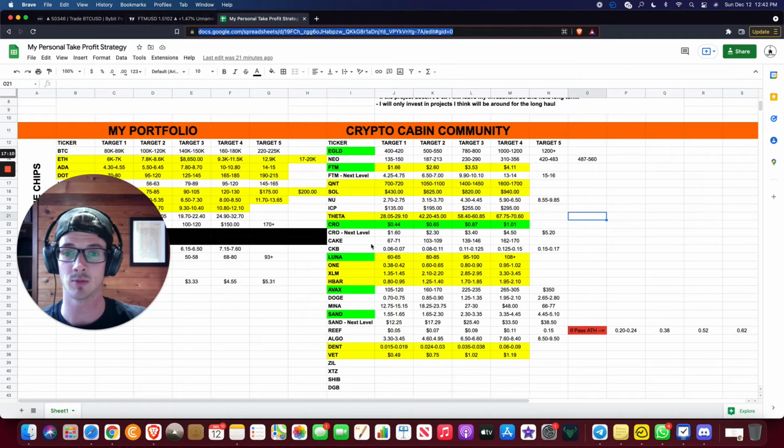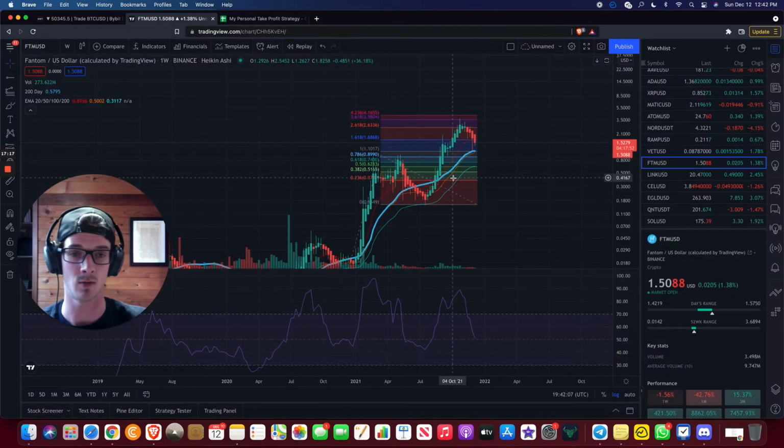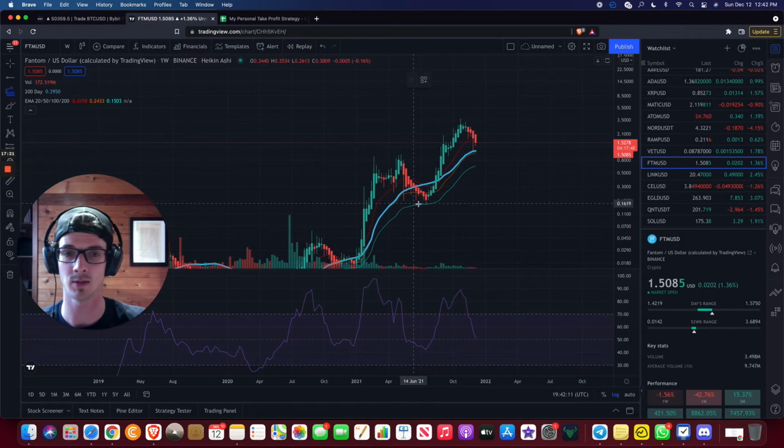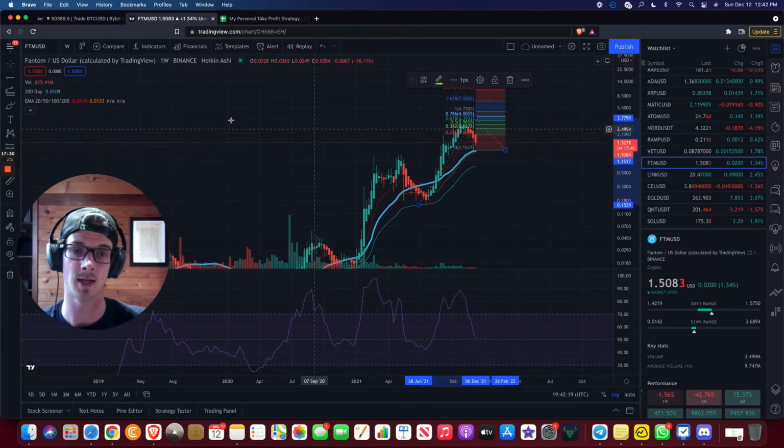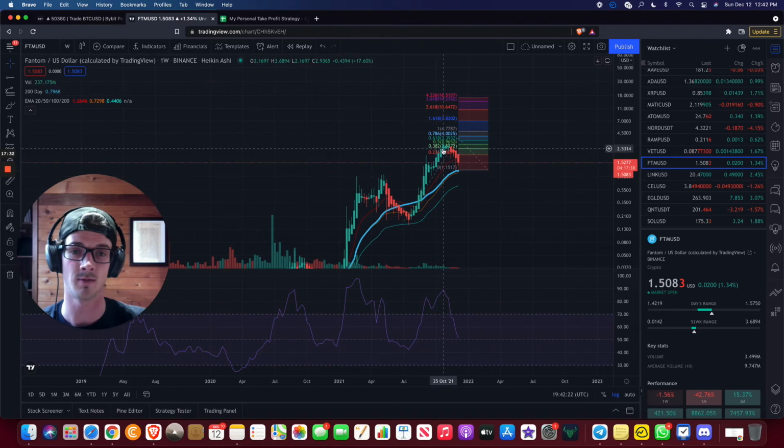The green numbers over here, the green highlight, means that these projects have hit some of their targets already. And now, if we're taking a look at how I set the next level for taking profits, where it could potentially go, take it from the bottom again, draw it to the top, and then pull it down. And that is where I got the next levels from for Phantom in particular.